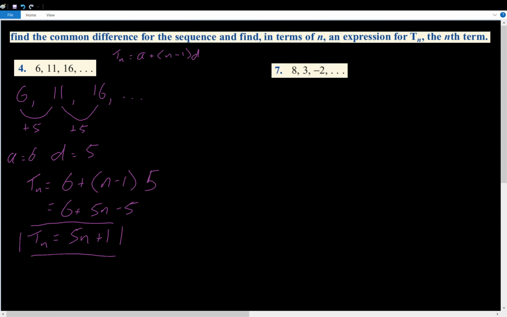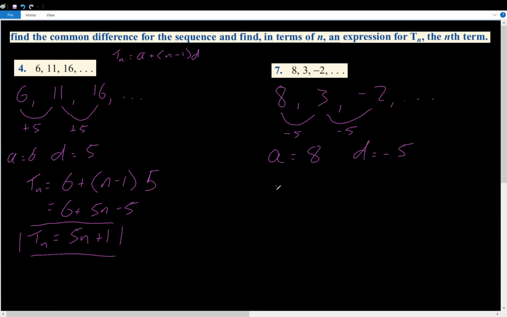Question 7 is a little bit different because whilst the numerical difference is the same, this time we're going down. So we've got 8, 3, minus 2, dot, dot, dot. So this time our difference is still 5, but this time it's minus 5. And we've got minus 5 there. So our a term this time is 8, and our d is minus 5.